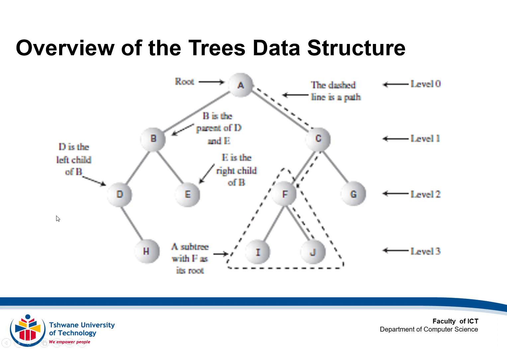Now, B in this particular case is actually a parent to D and E, and it's likewise a descendant of A, but an ancestor of D, E, and H. H is also a leaf node because it's got no children. The same you can say about I, J, and G.